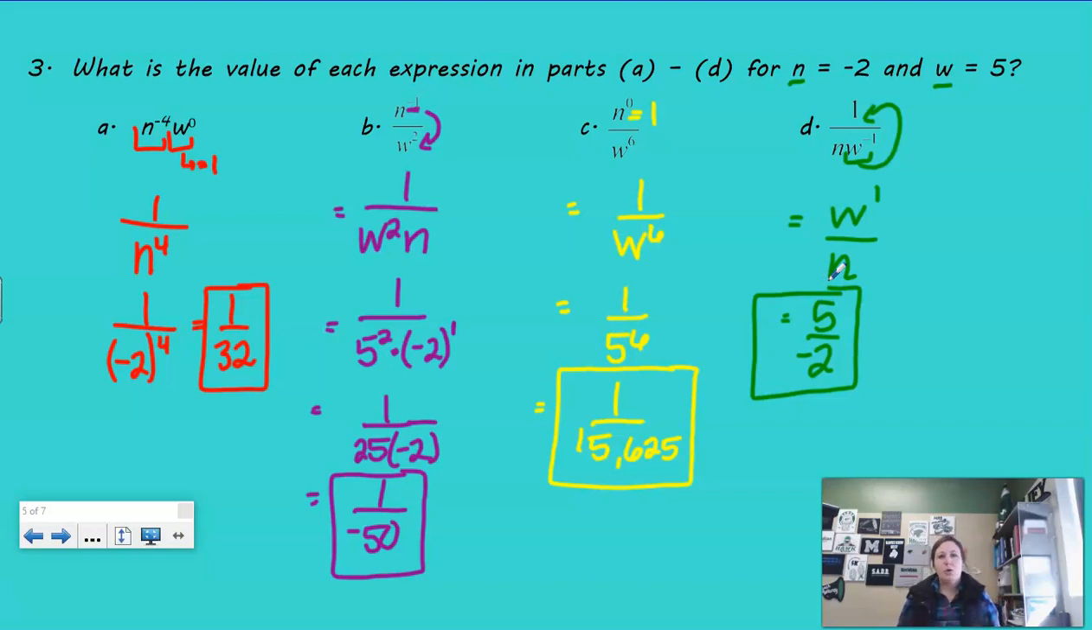All right, so that's how you evaluate expressions when you have exponents. Remember, get all of my exponents positive, get rid of the zeros, and then plug stuff in. Trust me, it makes life easier.